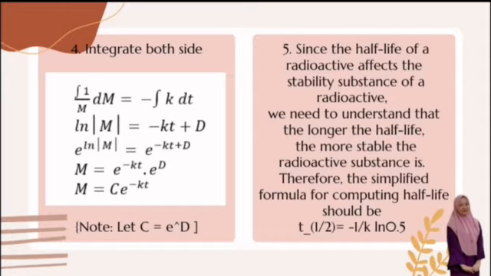Since the half-life of a radioactive substance affects its stability, we need to understand that the longer the half-life, the more stable the radioactive substance is. Therefore, the simplified formula for computing half-life should be T half equals -1/k ln 0.5.